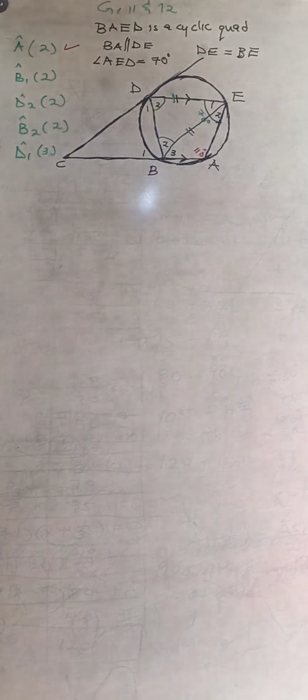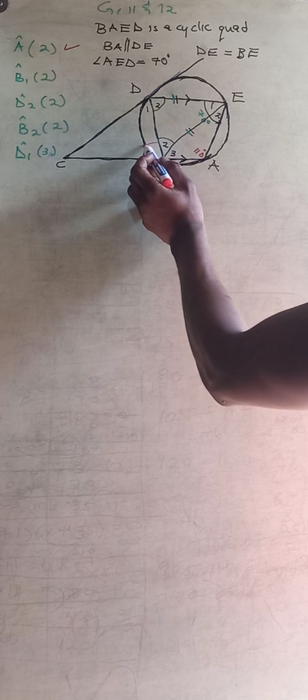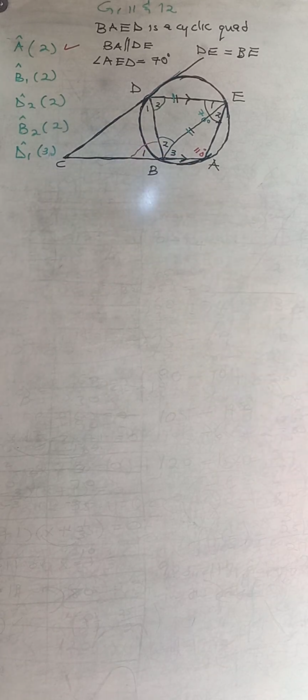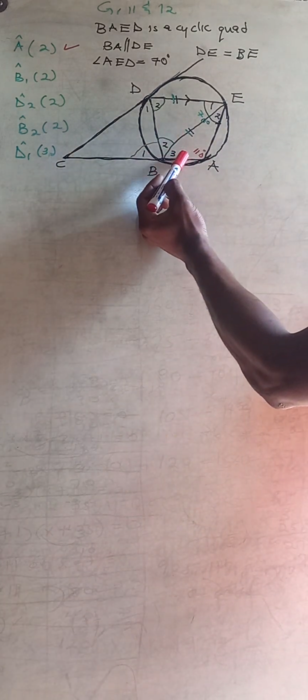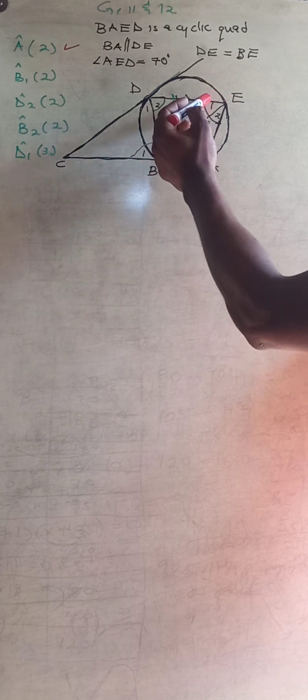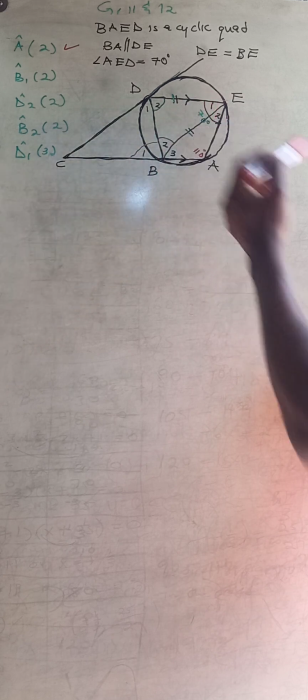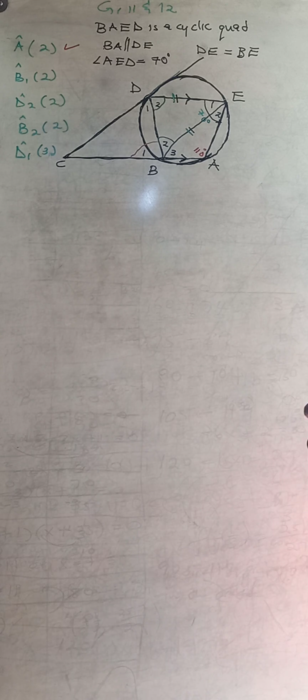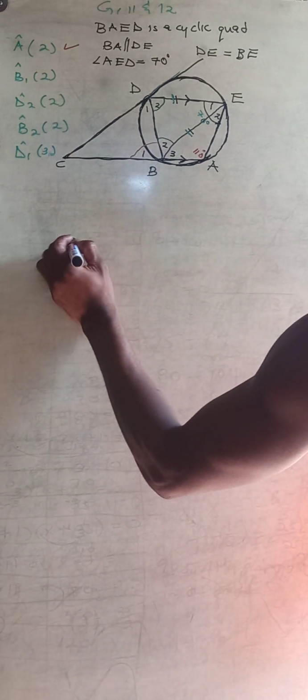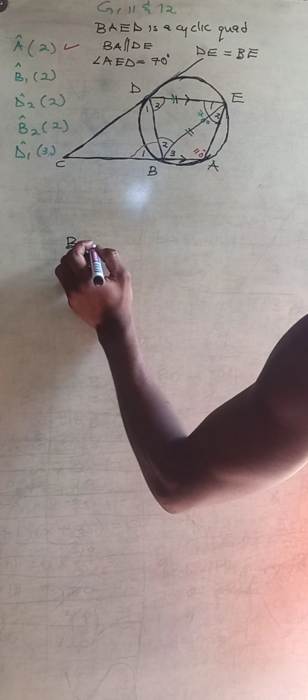Okay, moving right along. Angle B1 is this, right? We just talked about the opposite angles of a cyclic quad. So B2 plus B3, this angle added with this angle, must give us 180 degrees, right? Okay, so angle B.